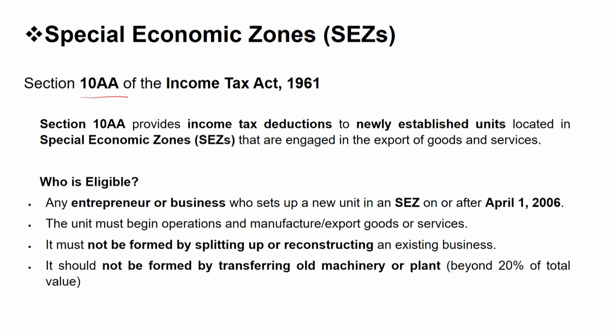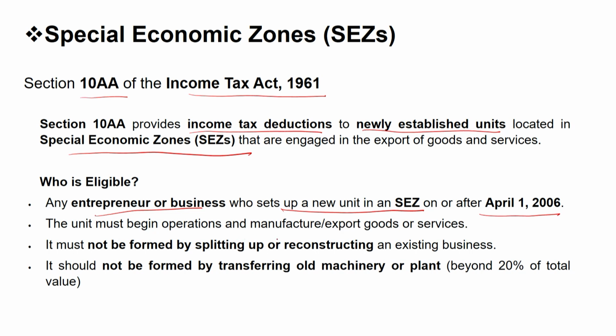So section 10AA of the Income Tax Act includes the various provisions related with the special economic zones, and in this particular section various income tax deductions to newly established units are provided that are located into the special economic zones of the nation. So special economic zones are the various types of areas where government wants to promote and encourage industrial development. So any entrepreneur or business who set up a new unit after April 1, 2006 can ask for such deduction.